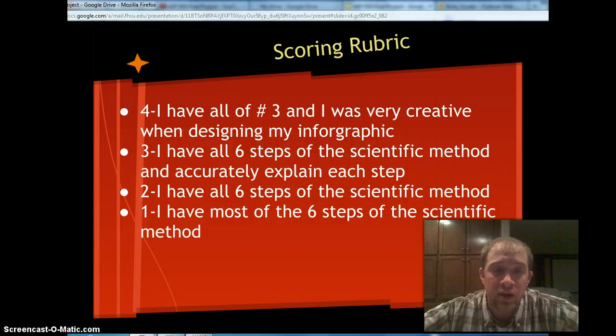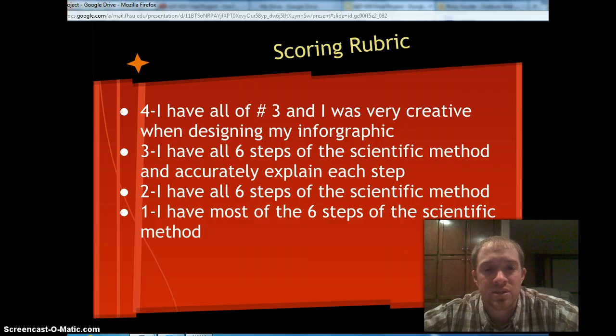Now, if you don't quite reach number 3 on your rubric and you're at a number 2, that means you have all 6 steps, but some of them may not have the correct information. Like you may forget to put that a hypothesis is an if-then statement. Maybe you put that it's just an educated guess, and you didn't say that it's an if-then statement, because remember, with hypotheses we always are talking in if-then statements.